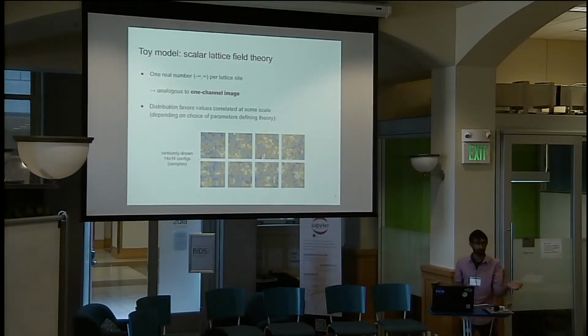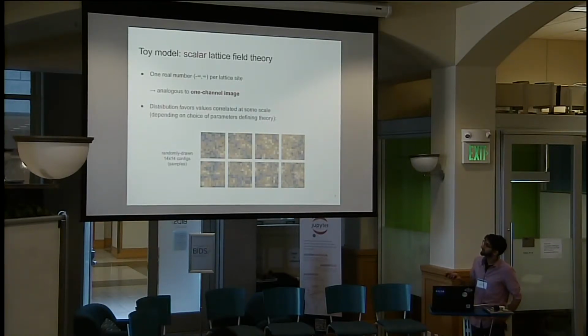Let me now simplify to a particular toy model, the scalar lattice field theory. This is just a sketch of what the more complex setup is in the strong force calculations that we care about, but it is a particularly useful one because it highlights the problems that we do run into in that case. In this simplified model, we have one real number on every site of a lattice. You can think of this as analogous to a one-channel image. The only difference is that this is a real number, so it's continuous and goes from minus infinity to plus infinity. But other than that, if I plot out samples from a particular set of parameters in this theory, I get things that look like images.